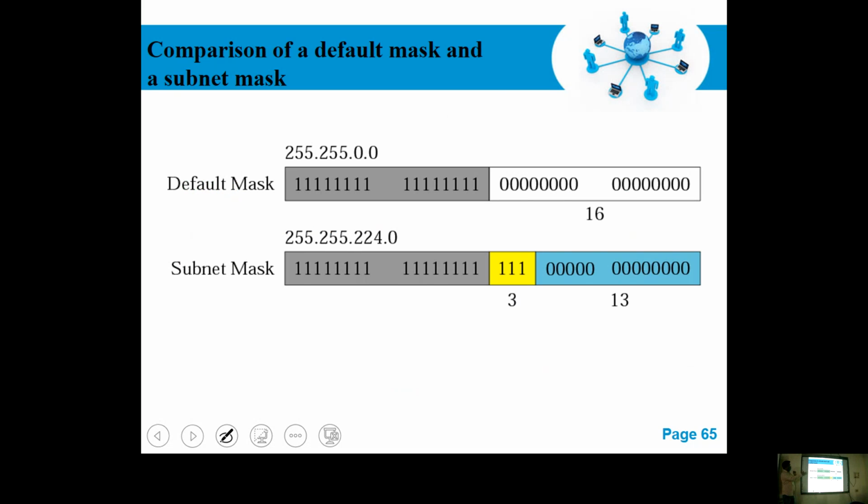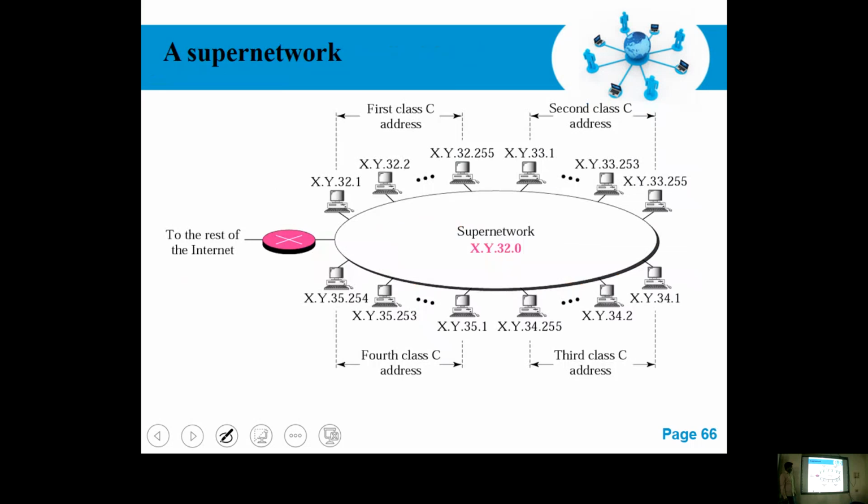Then the default mask, like how we have come across that particular thing. If I am making 8 groups, I need to consider 3 extra bits. If I am making 4 groups, 2 extra. If I am making 16, you'll have 4 extra bits. Okay, like that we will have. Then supernetwork.